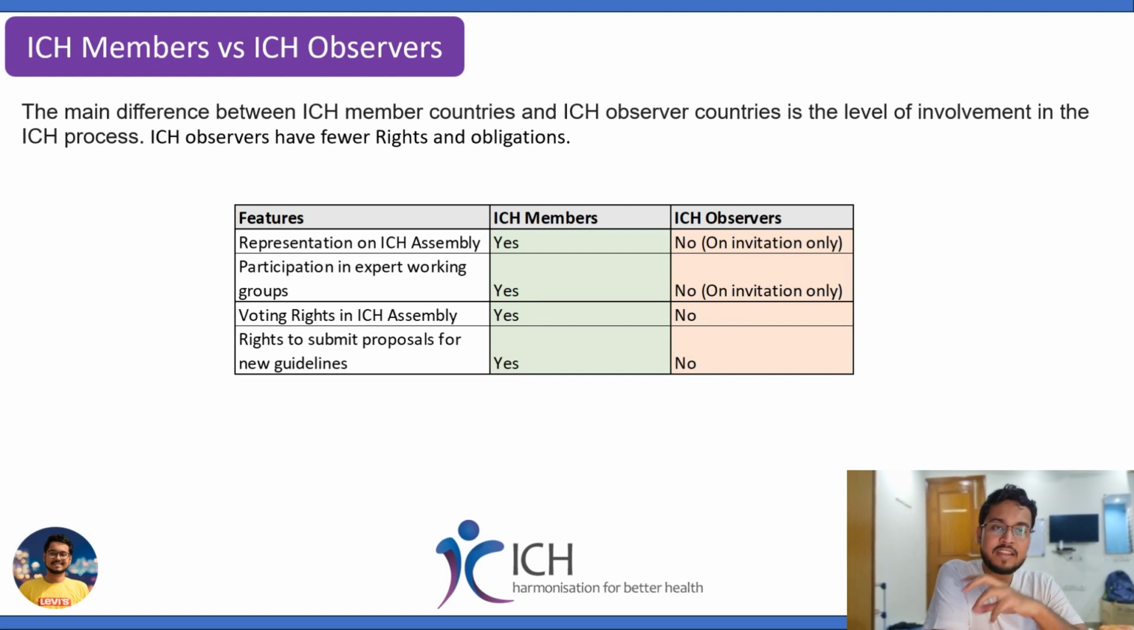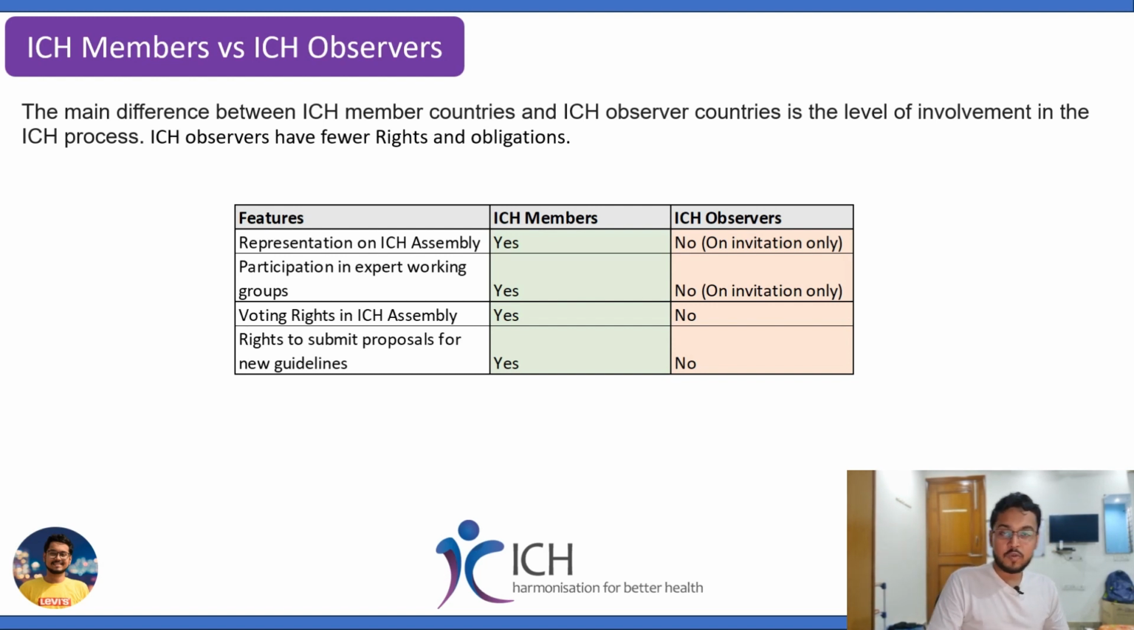So only the technical experts from the ICH member regulatory agencies are allowed for this. From the ICH observers, they are not allowed unless they're invited by an ICH member. Similarly, the ICH observers do not have any voting right. ICH observers do not have any right to submit proposals for new guidelines. Okay, so there is a huge difference between being an ICH observer and an ICH member.